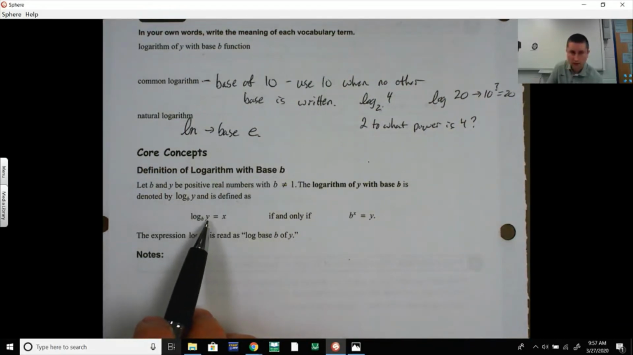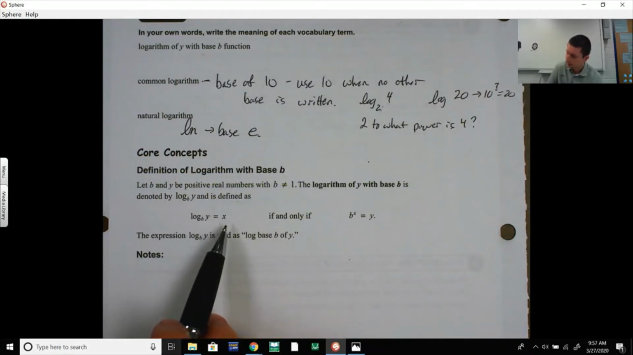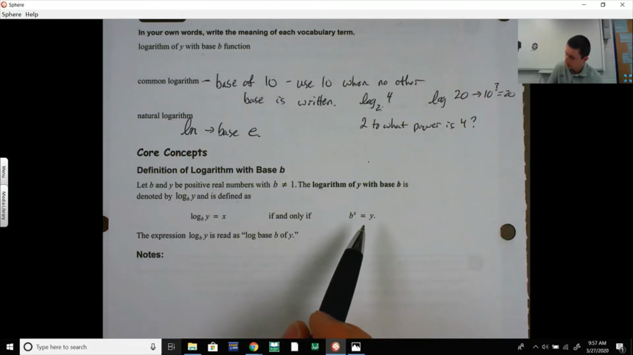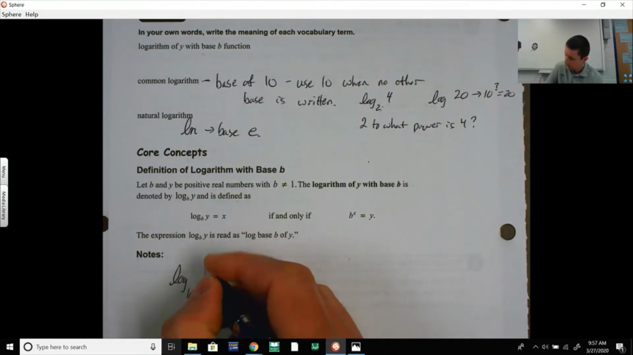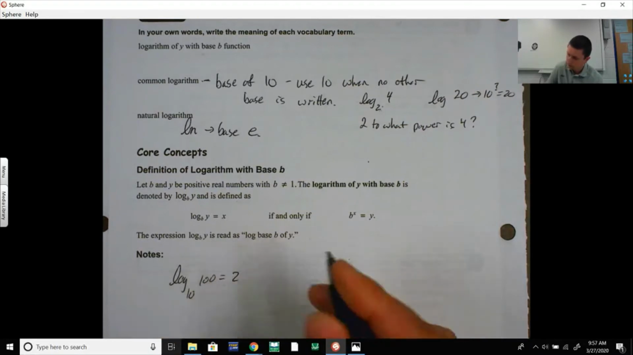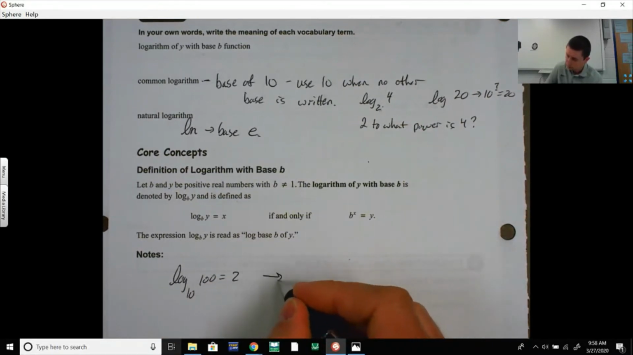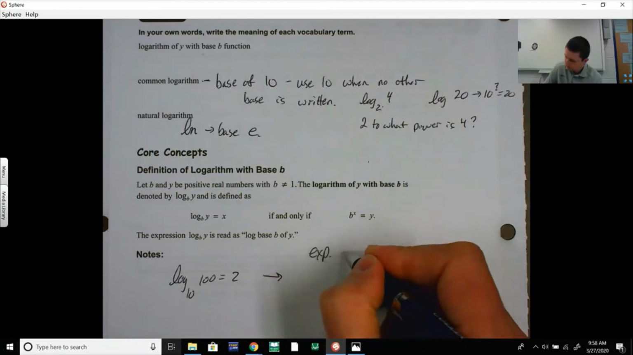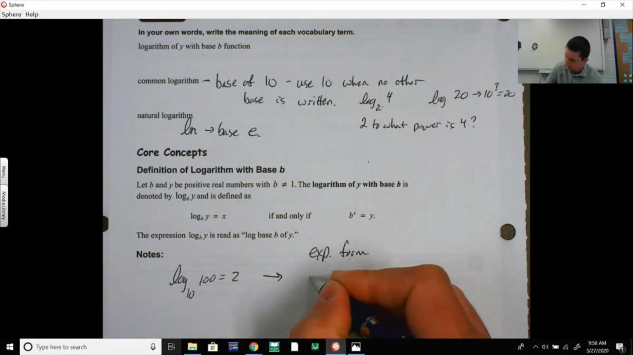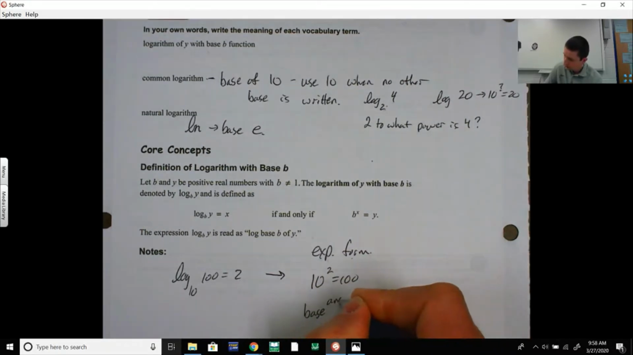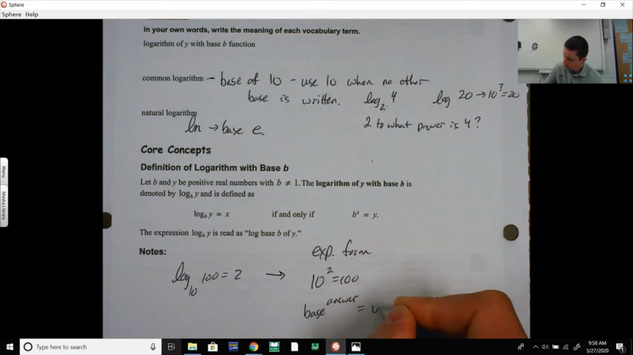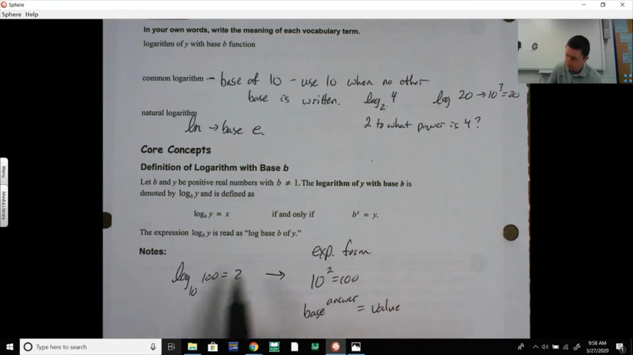Log base b of y equals x if and only if b to the x equals y. So let's say I have log base 10 of 100 equals 2. So if I want to write that in exponential form, I have to say 10 to the second power equals 100. So the base to the answer equals the value.